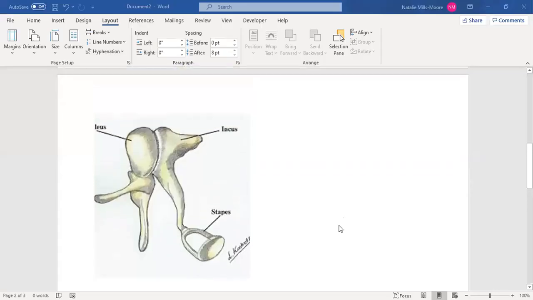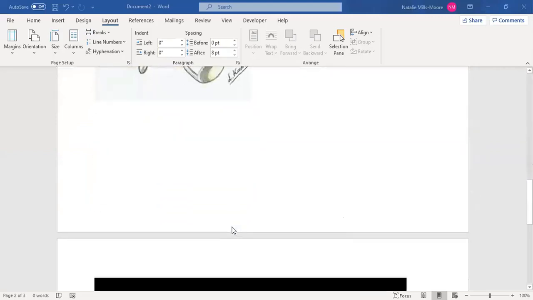I just put them on pictures. I just got 2 pictures to show you. So these are the auditory ossicles, and they go in the order from outside to in. They are the malleus, incus, and then the stapes. So outside to in. Malleus is hammer, incus is anvil. I keep forgetting what stapes is.